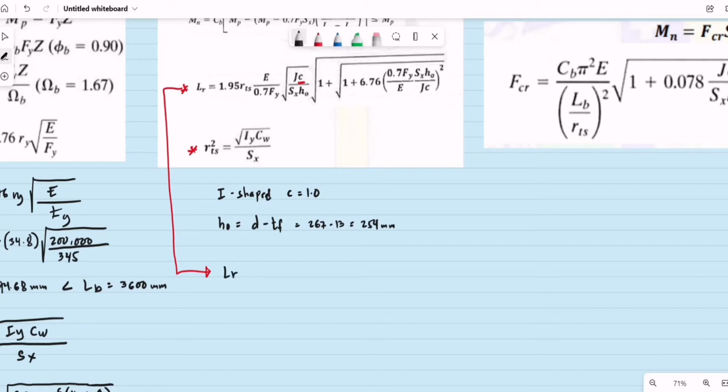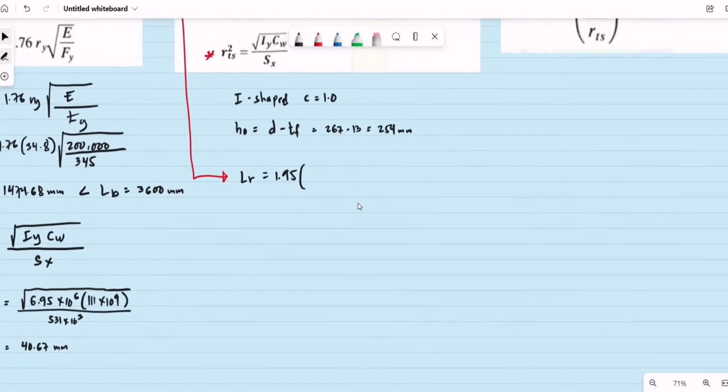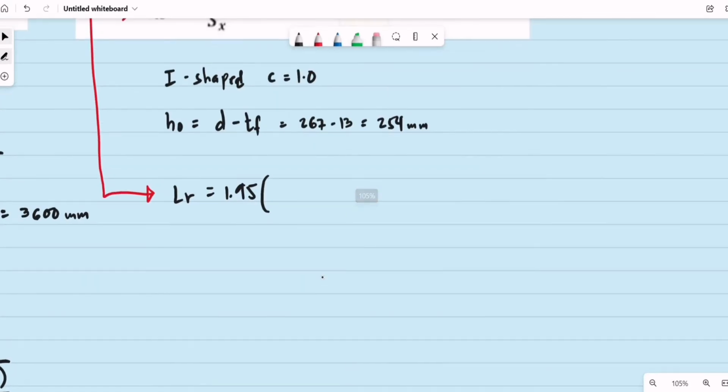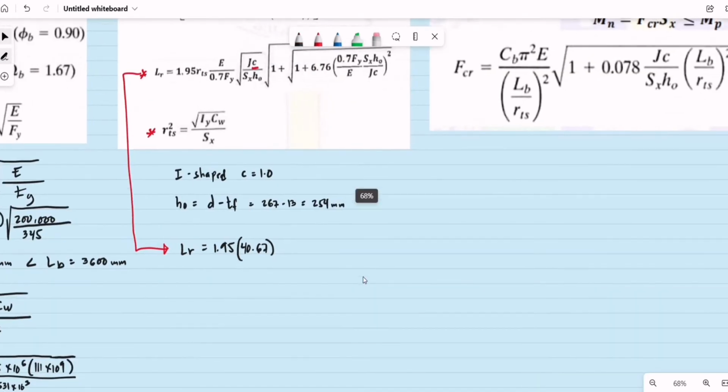This is L sub R is equal to 1.95. Then the value of the R sub TS a while ago, so that value is equal to 40.67. Okay, then multiplied by the modulus of elasticity, this is 200,000 megapascals, divided by 0.7 of Fy, 345 megapascals.